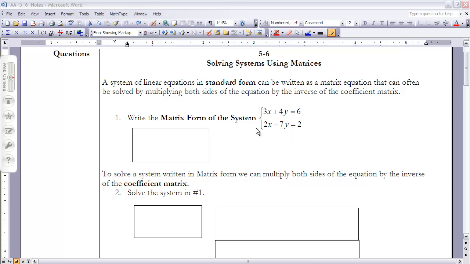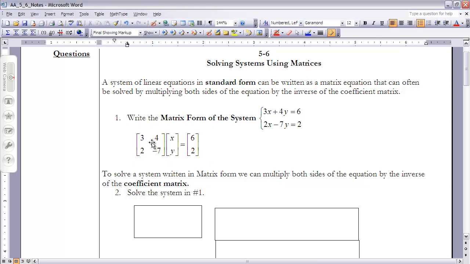Once again, this needs to be in standard form in order for us to do this. If I take the coefficients on the left hand side and write a matrix out of them, and multiply that matrix by [x, y], it should be equal to what we're going to call our constant matrix, which is [6, 2]. So I have my coefficient matrix times [x, y] equals [6, 2].